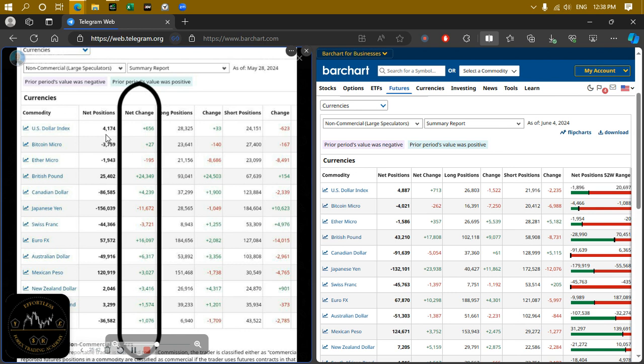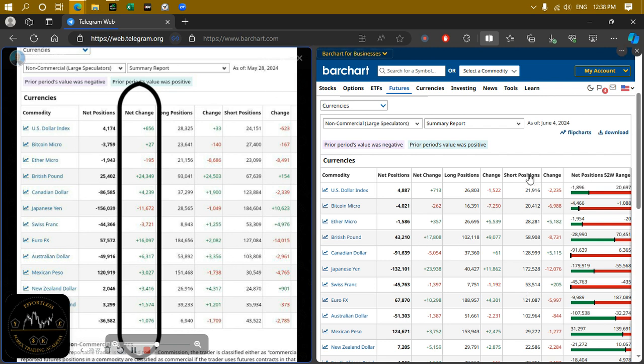The net positions is just showing you the overall longer term trend in terms of are they net long or are they net short. But the net change shows you the change, or the total change, from the previous week. So if you look on the right hand, which is the most recent one, as you can see, this is as of the 4th of June.